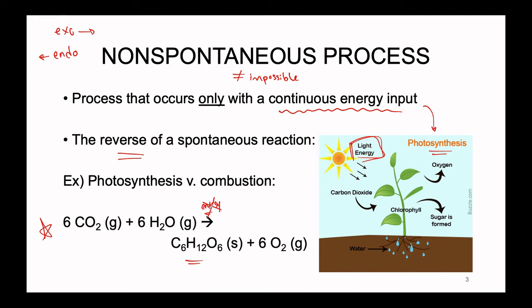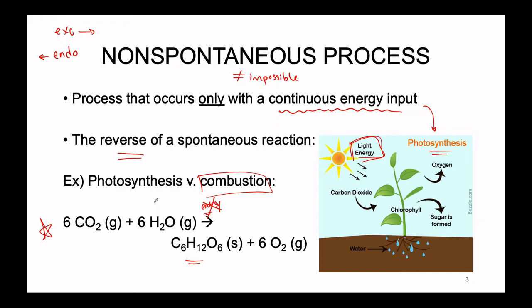If there's no energy coming in, the carbon dioxide will just remain carbon dioxide and the water will just remain water. The reverse of this photosynthetic reaction is a combustion reaction, which, as we just discussed, is a really great example of a naturally occurring spontaneous process. If you take a lump of sugar and set it on fire, you give it that spark, as long as there's still oxygen around, the sugar will continue to caramelize and burn and turn into carbon dioxide and water.